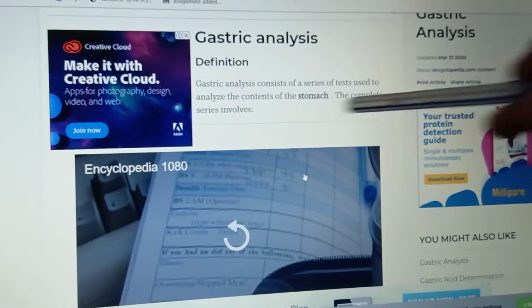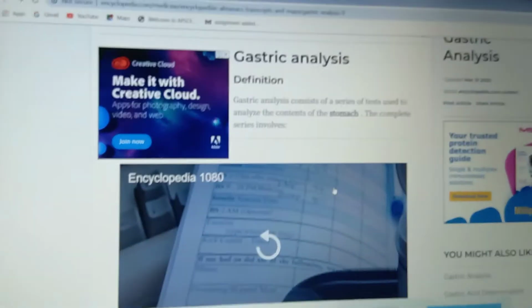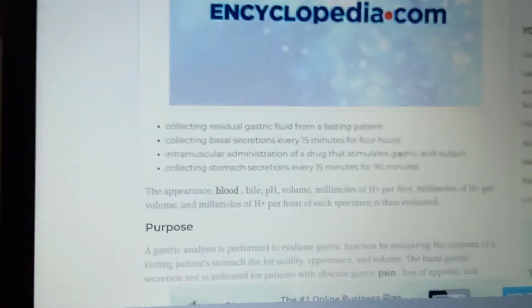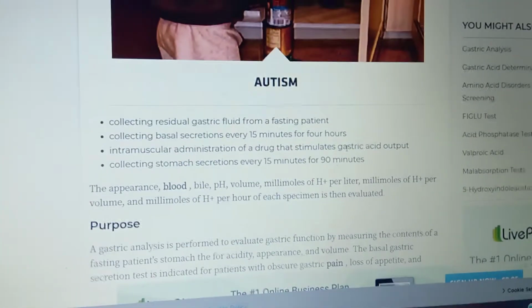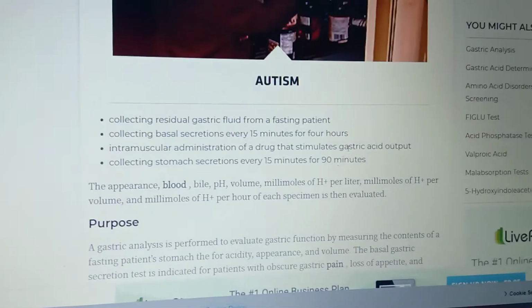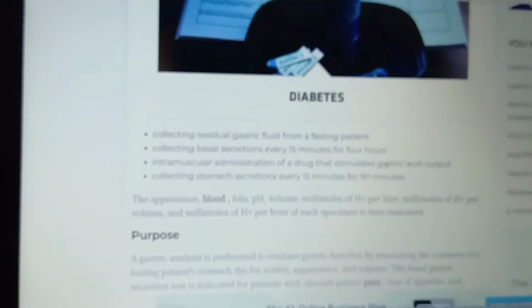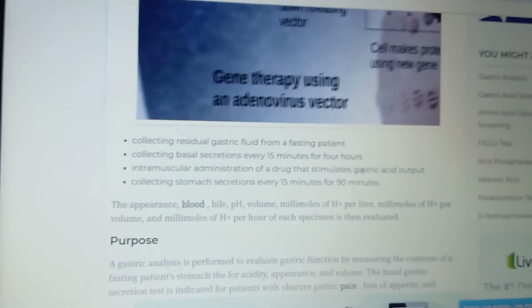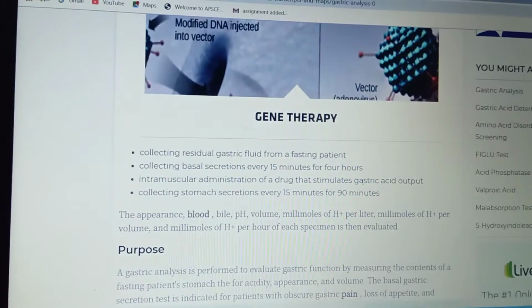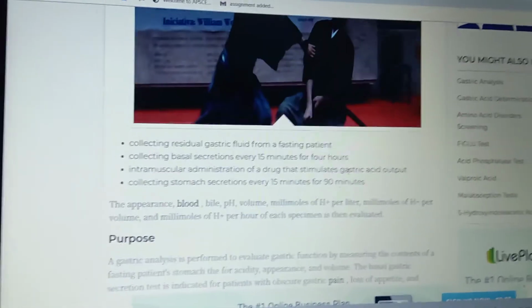Gastric analysis is a series of tests used to analyze the content of the stomach. So what they do here is collect residual gastric fluid from a fasting patient. From the fasting patient only they collect the gastric secretions, every 15 minutes for 4 hours, for example, and they calculate the gastric analysis.